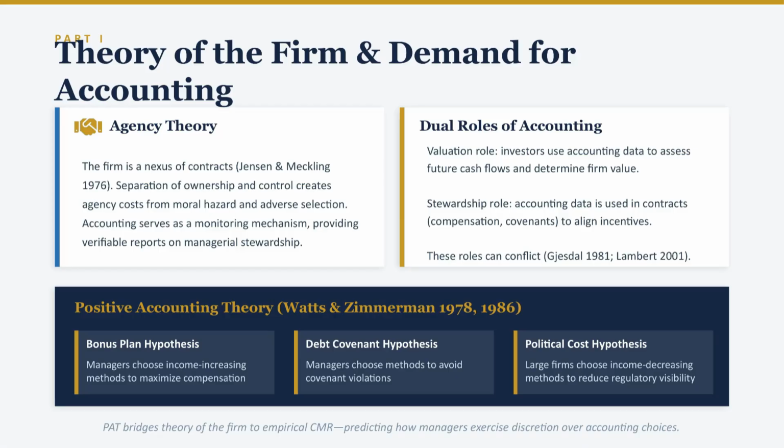Positive accounting theory, Watts and Zimmerman, 1978, 1986, builds on this framework to predict how managers will exercise discretion over accounting choices. The three central hypotheses, the bonus plan hypothesis, the debt covenant hypothesis, and the political cost hypothesis, generate testable predictions about the association between firm characteristics and accounting method choices, providing a bridge between the theory of the firm and the empirical capital markets research discussed throughout this handout.